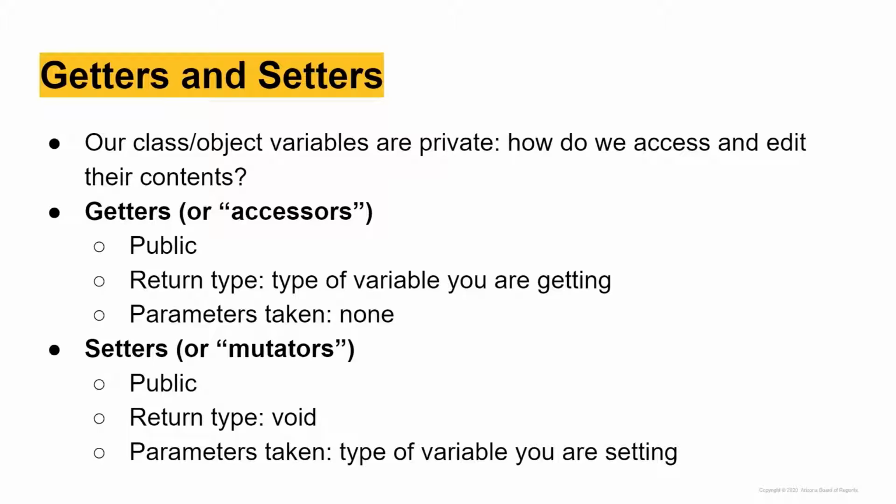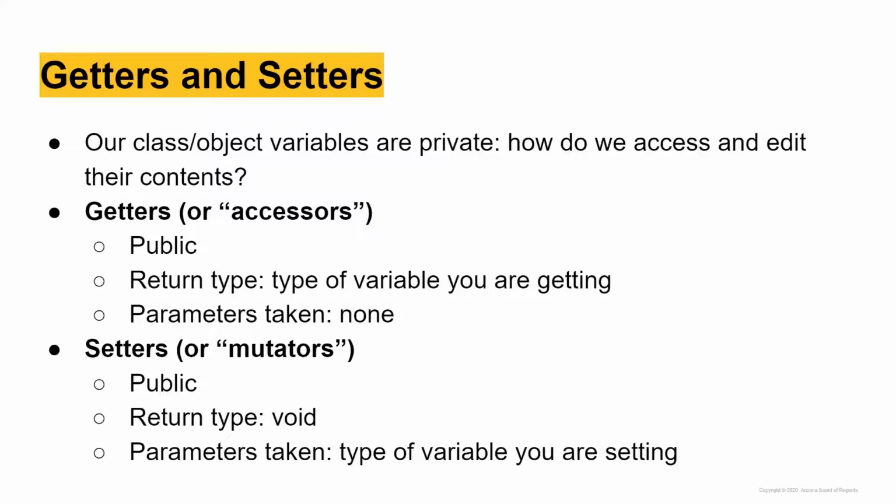So our class and object variables are private or protected. How do we access and edit their contents? Wasn't the whole idea of making them protected or private so that we couldn't do that? Well, yes, we wanted to make them so we couldn't edit them directly, but we want to still be able to interact with those variables from our objects.